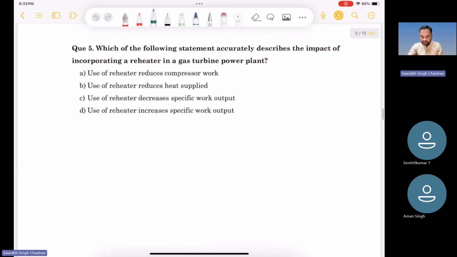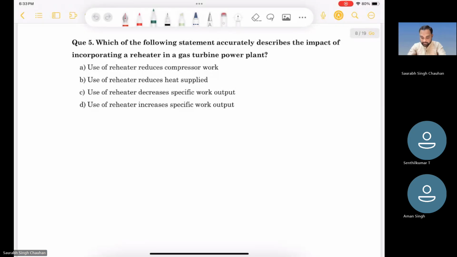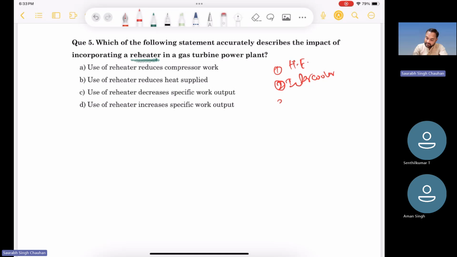Now we can move to the next question, question number 5. Question number 5 says, which of the following statements accurately describes the impact of incorporating a reheater in a gas turbine power plant? In the previous question, we discussed the intercooler. Now this is the reheater.